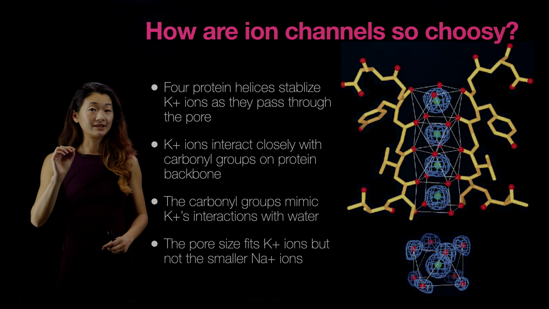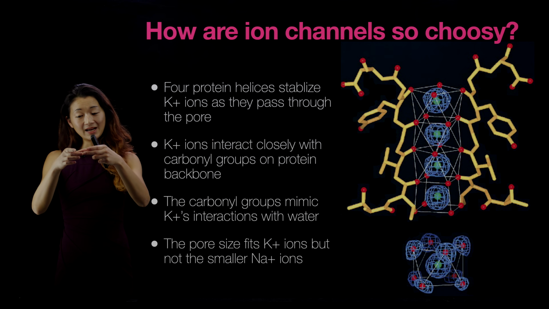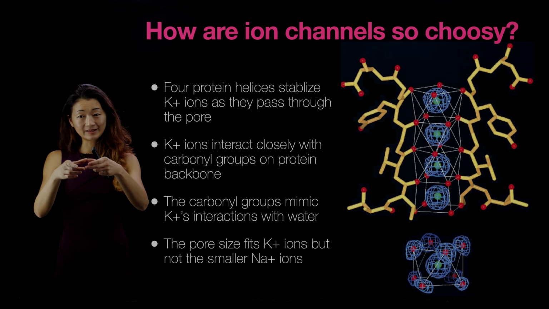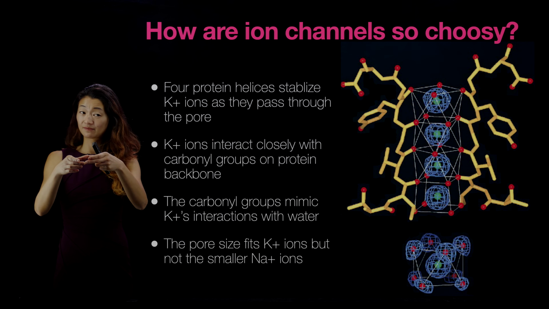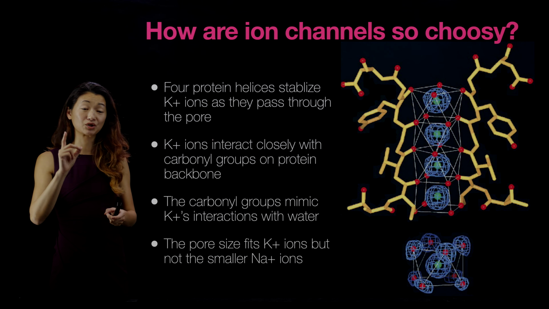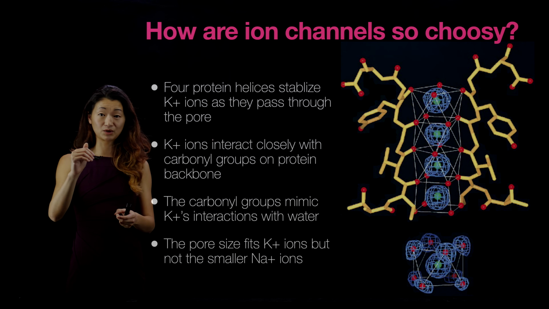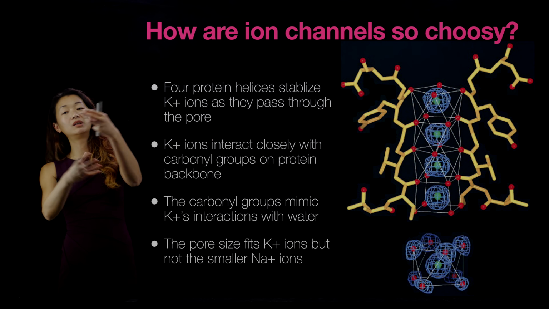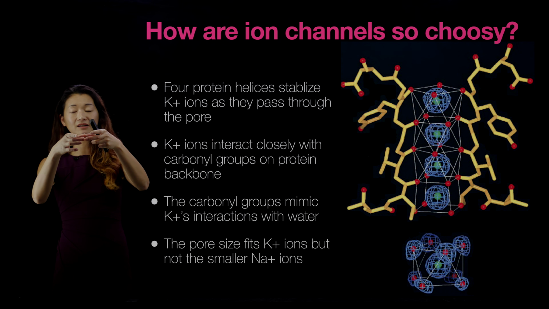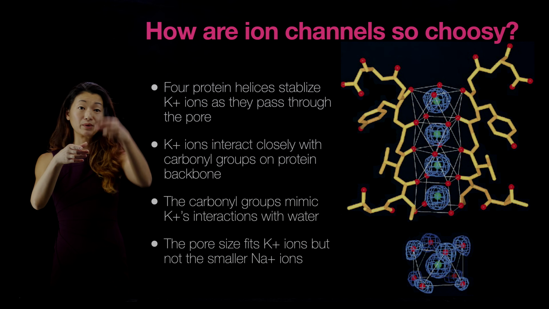The pore size of potassium is designed so that it perfectly fits and stabilizes the ionic structure of potassium, but not the smaller sodium ions. So even though they have the same charge, the sodium ions are actually too small to go through this pore, because when it goes through the pore, it doesn't interact with all of the 4 sides of the helices equally. So it's actually not happy going through the pore.